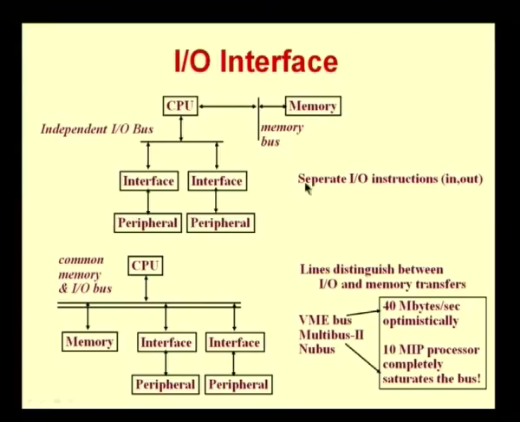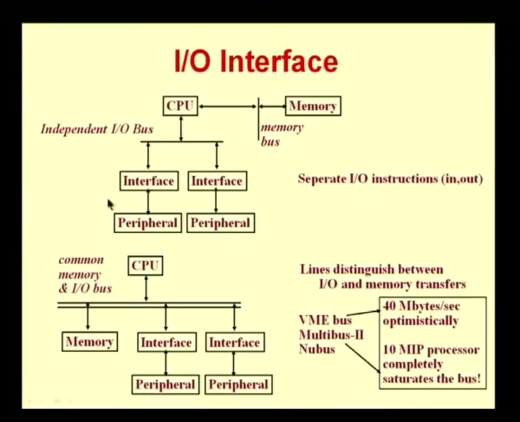Second possibility is you could also have a common memory and I/O bus. This is something which we have already seen. You will have the common bus to which memory as well as the different I/O interfaces are connected, but there may be some special signals here which indicate whether it is a memory address that is being put out or an I/O address that is being put out. This is another option that we have. In which case you can still have independent I/O address space, but there will be a special line which indicates whether it is a memory address or an I/O address, but you have a common bus that is shared by the memory devices and the I/O devices.